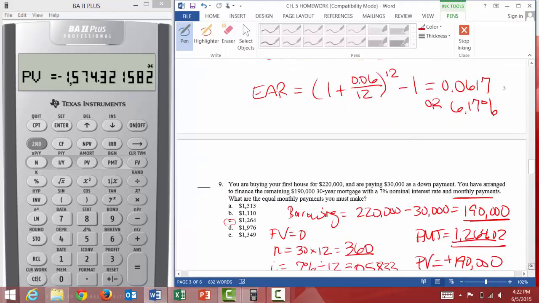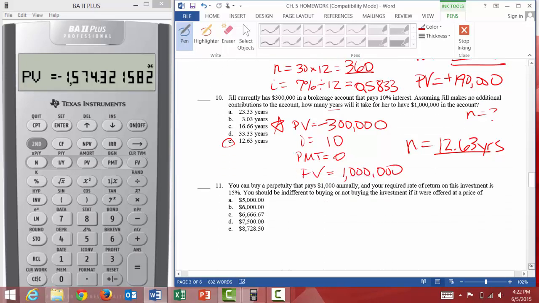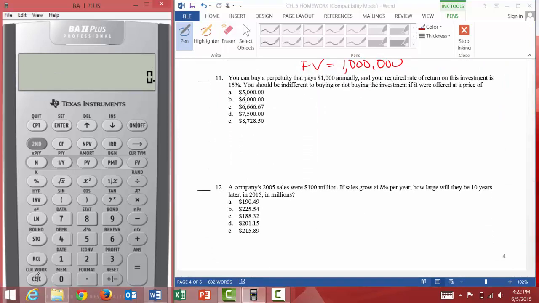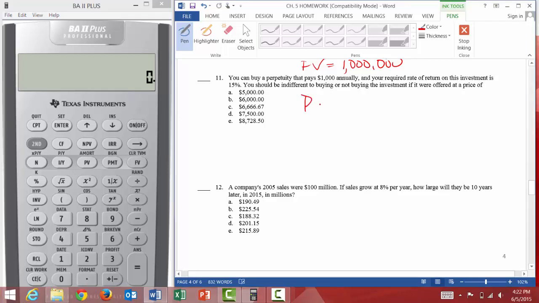Okay, so now let's go back down to where we were. Question 11. You can buy a perpetuity that pays $1,000 annually, and your required rate of return on this investment is 15%. You should be indifferent to buying or not buying the investment if it were offered at a price of what? So this is solving for the price or the present value of a perpetuity, and it's just the payment divided by the discount rate. Same thing as the payment divided by R.